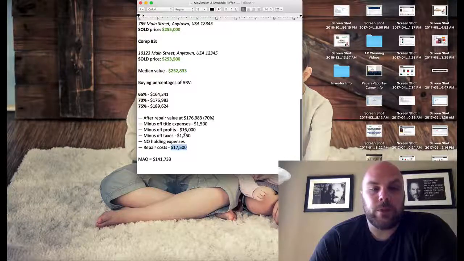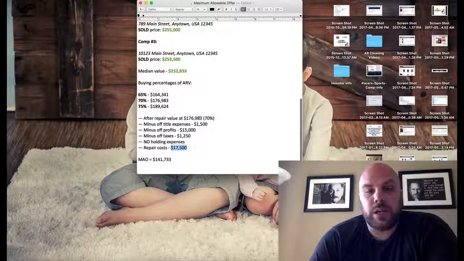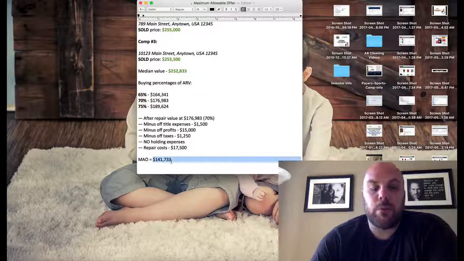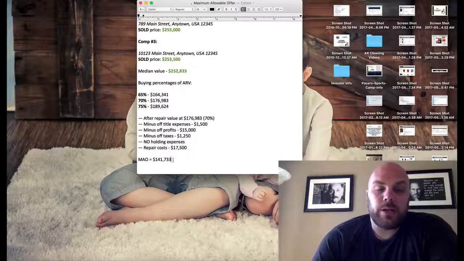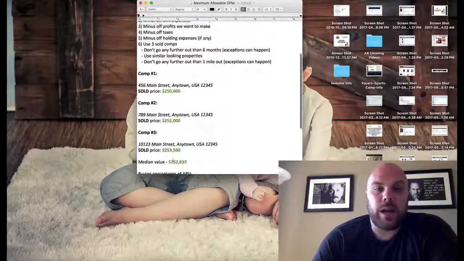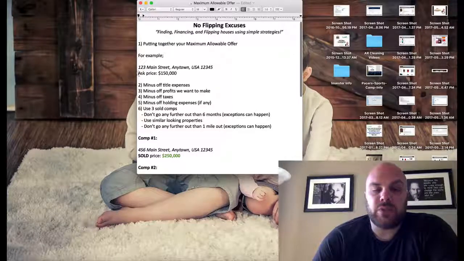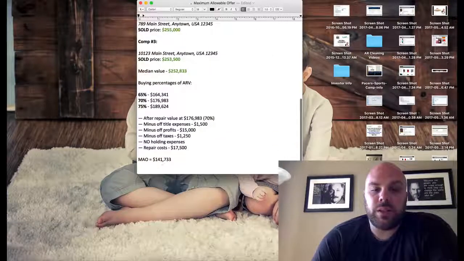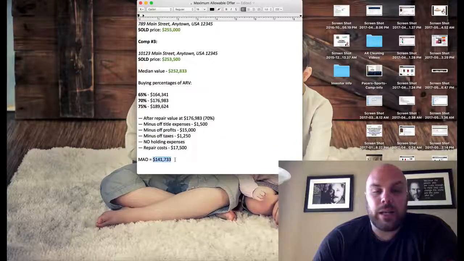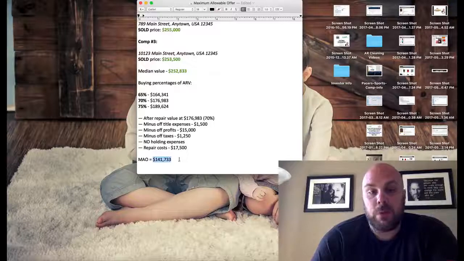investor. Okay? And then what we do is we take all of these, we minus them off, and we come up with our maximum allowable offer, which is 141,733. So again, if we scroll up here to the top, the ask price from the owner was 150. Okay, so the chances of getting them down to this number is pretty likely. Now again, this is our maximum allowable offer.